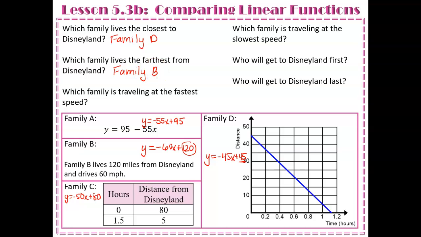Which family is traveling at the fastest speed? Well, you're going to look at the m, or the rate of change. And I know they're negative, but you want the highest negative. So the speedy ones are right here, family B. And then the slowest is right here. This is 40, negative 40. So that's family D.